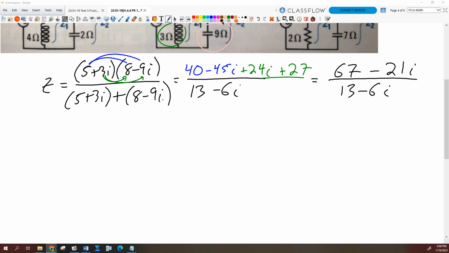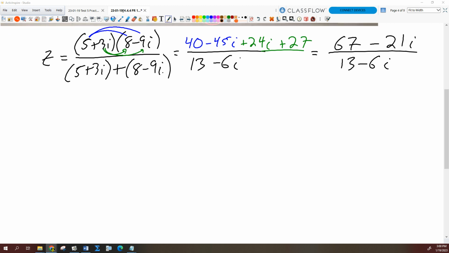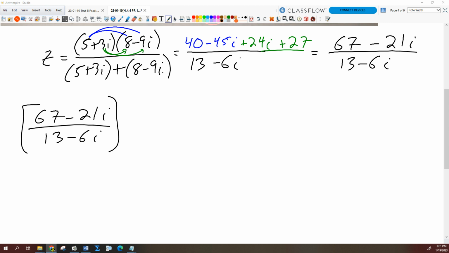We done? No, we're not. You're right, no i's in the basement. So we've got to take that result and do what? How do I get rid of those i's in the basement? Multiply by the complex conjugate of the denominator, exactly. So we're going to multiply by 13 plus 6i on both the top and the bottom.